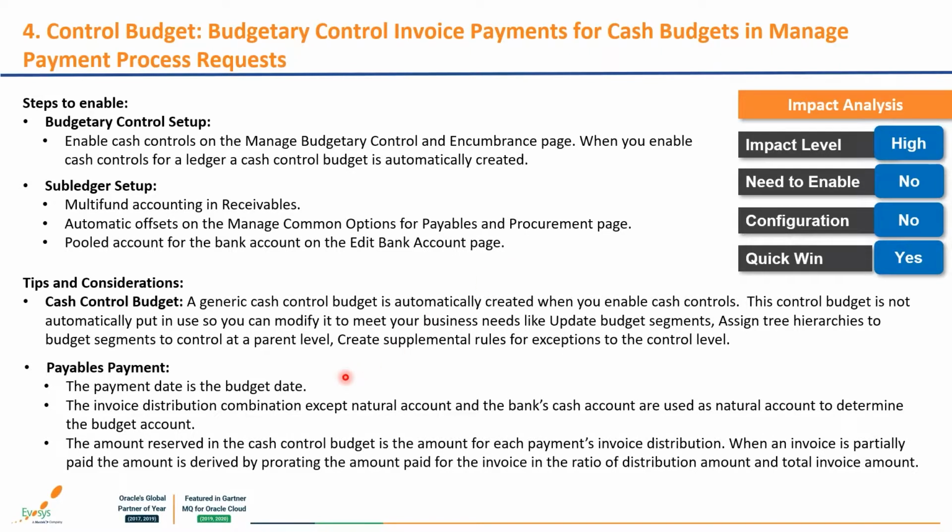There are a few points to note. The budget date will be the payment date, and the budget account used will be the invoice distribution's combination. The whole invoice distribution will be picked up except the natural account. The natural account will be picked up from the bank, and this combination will be checked for budget. Accordingly, we need to fund this particular budget account only. If we have made any partial payment to an invoice, only the partial budget will be reserved. So this was one of the most interesting updates in control budget, and it has a huge impact as well, if we're using it.